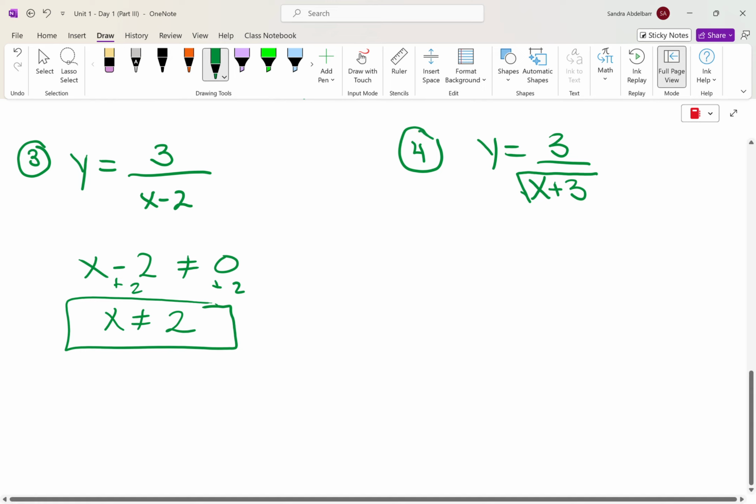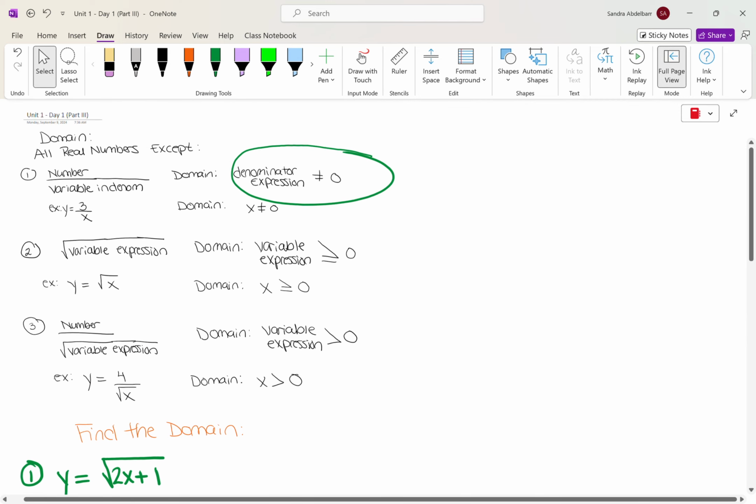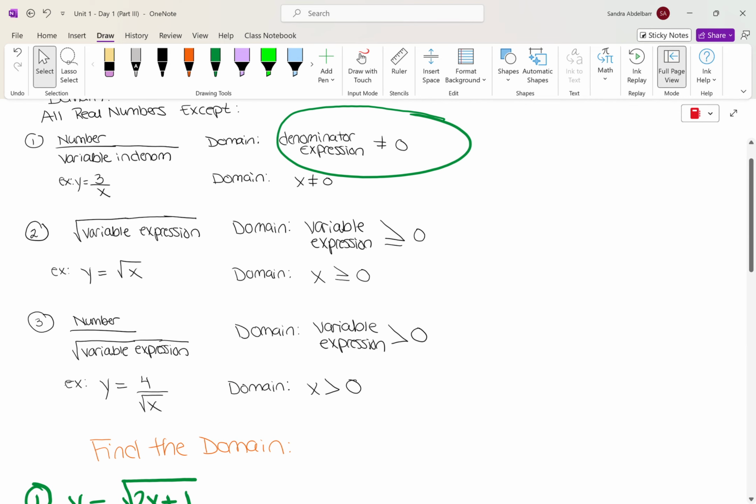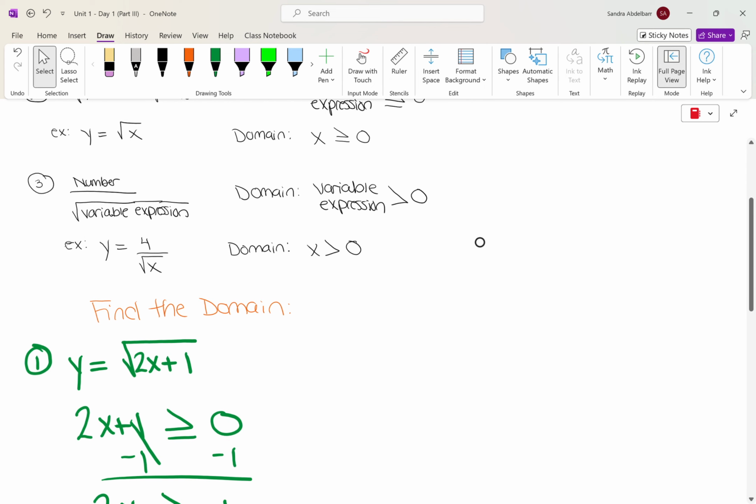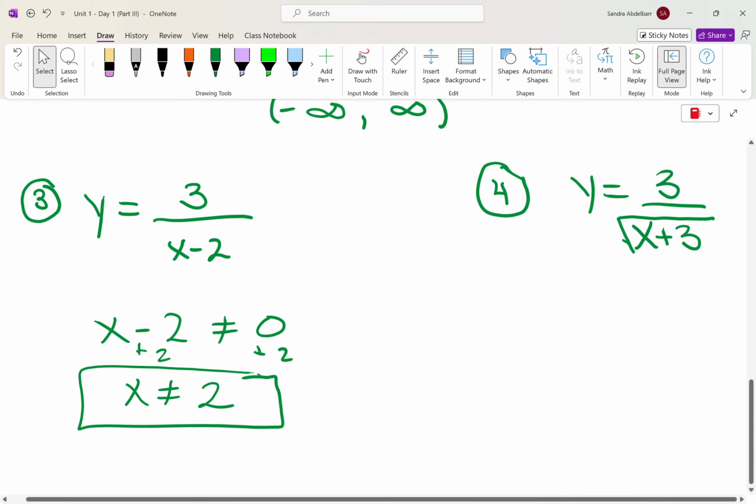All right, number 4. Again, there is another restriction here. So which one does this fall under? 1, 2, or 3? Chels? 3, you got it. So in 3, because we have a variable in a radical in the denominator, we have to say that whole variable expression that's in the radical has to be greater than 0.